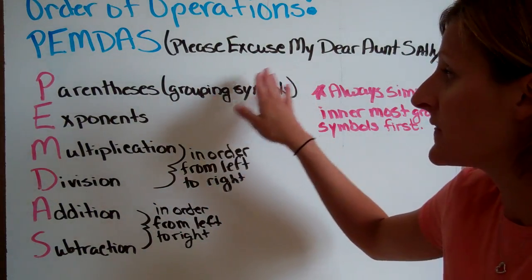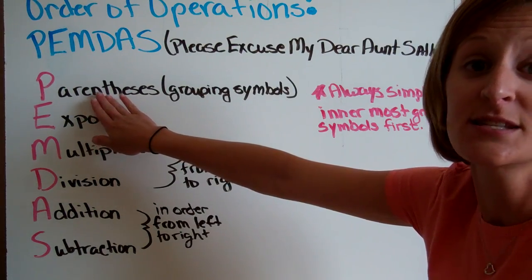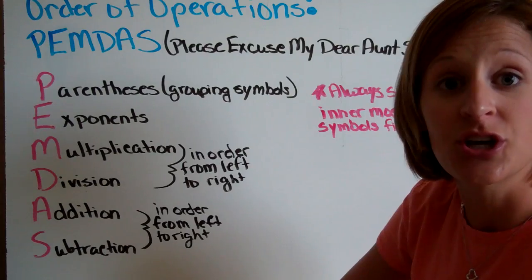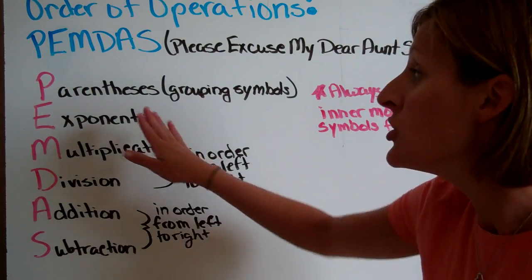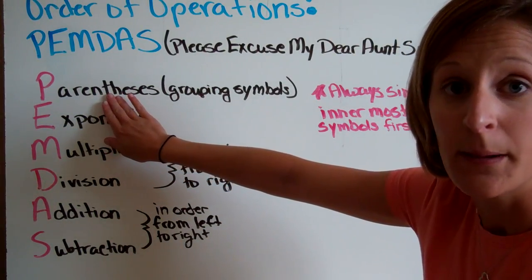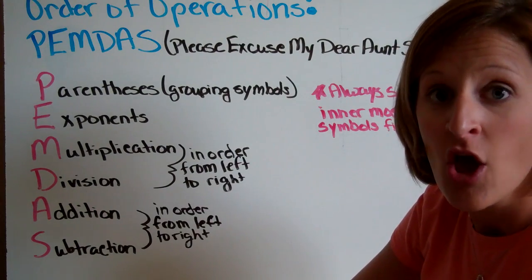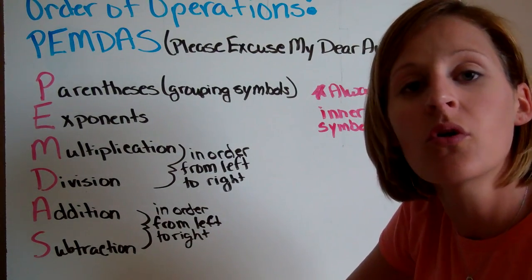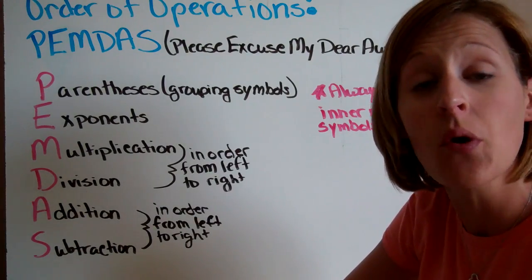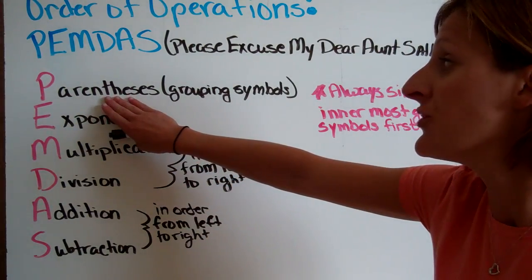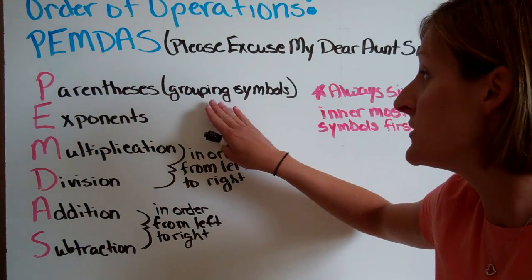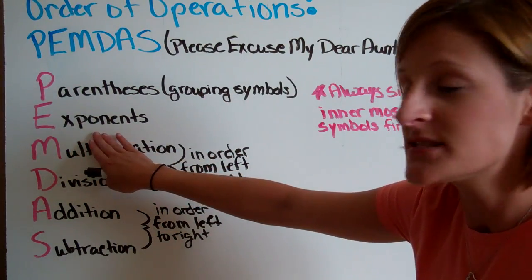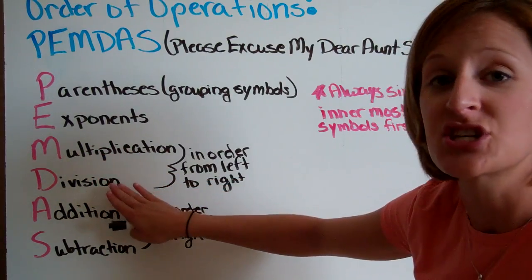But as we look at this, we remember that P is parentheses. Back when you were in elementary school and maybe in 6th grade, you always said parentheses for P. But as we get into higher math, we really need to call it grouping symbols because it's more than just parentheses. You can also have brackets. So when you think of parentheses for P, you also need to remember they're grouping symbols. E is exponents, M and D is multiplication and divide.